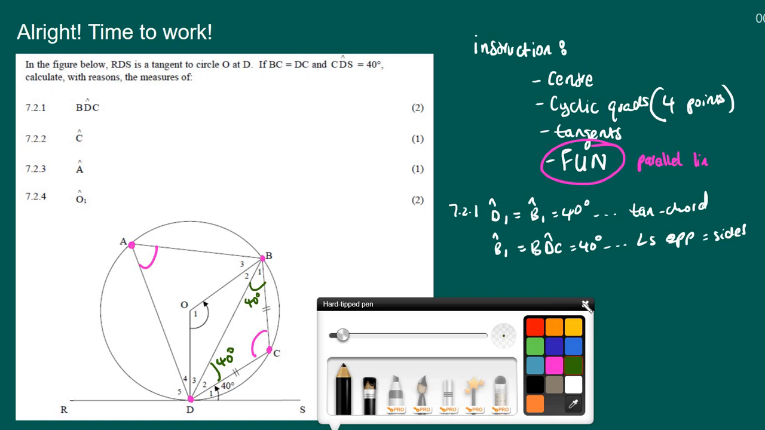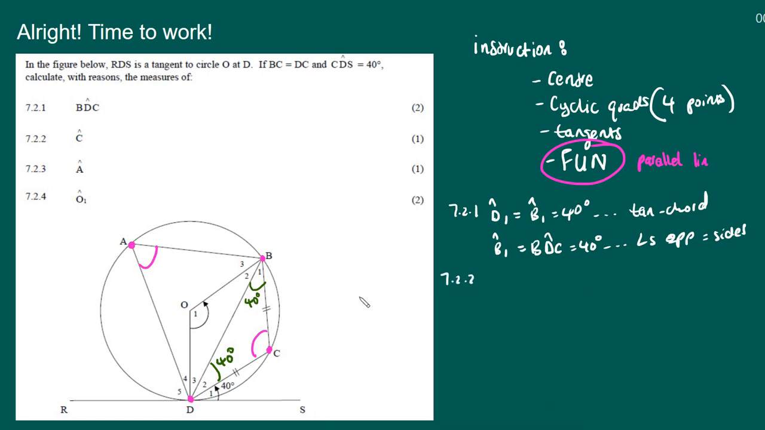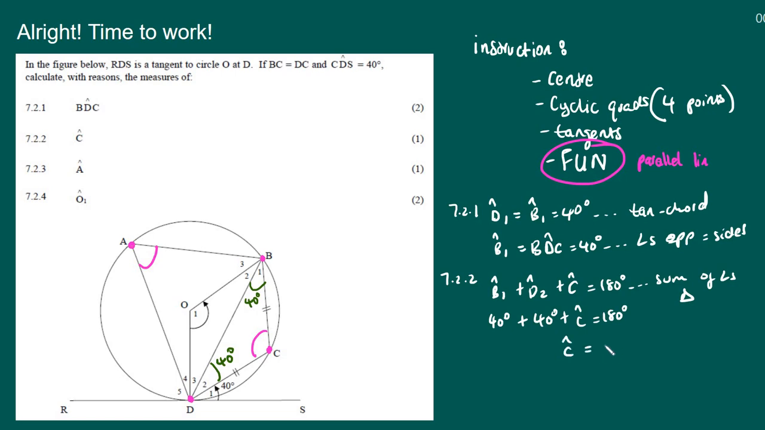And then 7.2.2 says find angle C. How? So angle C is this pink one, right? We must start here by saying B1 plus angle D2 plus your angle C give you 180 degrees. And you tell the examiner this is because of the sum of angles in a triangle. So since B1 is 40 degrees and D2 is also 40 degrees, then you are looking for C. So your C will be 100 degrees.